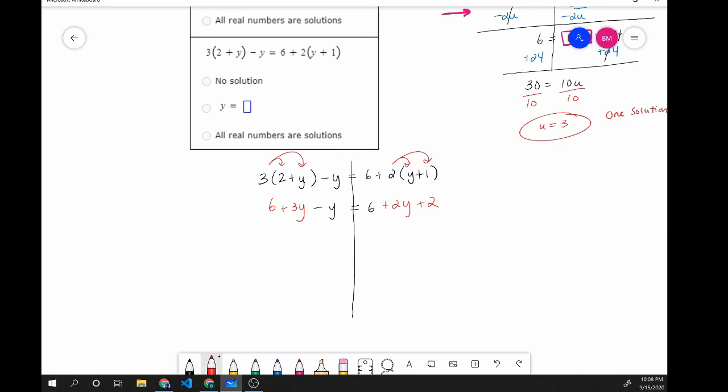All right, I've combined terms here. So 3y and y, as well as 6 and 2. So it's 6 plus 2y equals 6 and 2 become 8. And then plus 2y.